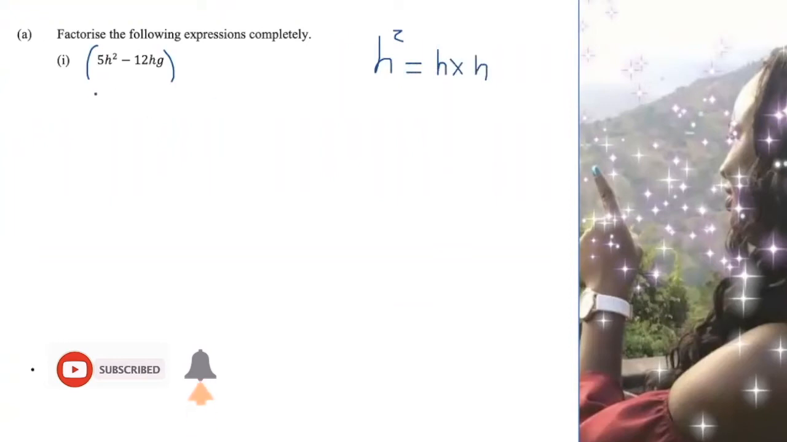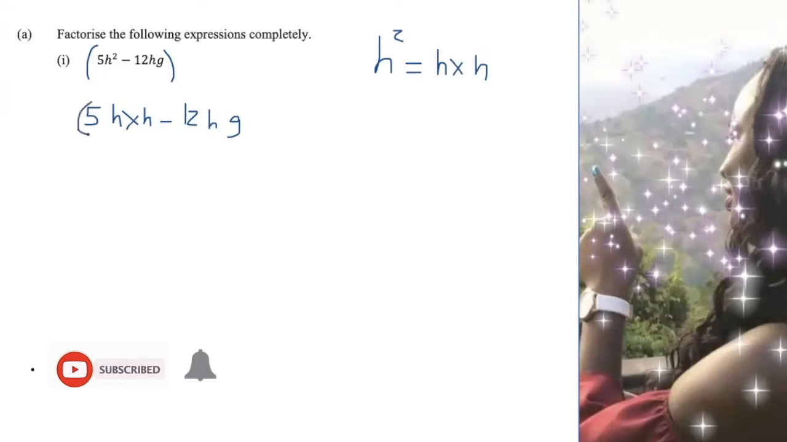This is 5h squared minus 12hg. When we say factorize, we're asking you to factor out what is common. Now, you're seeing that we have h squared. H squared means h times h. So I will be rewriting 5h squared as 5h times h. So h times h means h squared, minus 12hg.